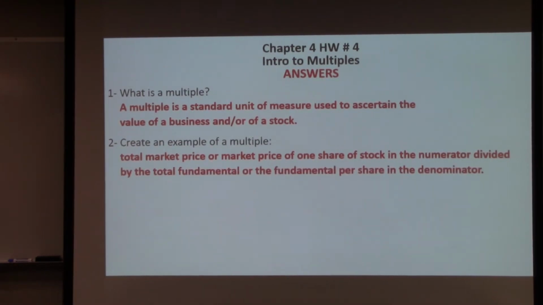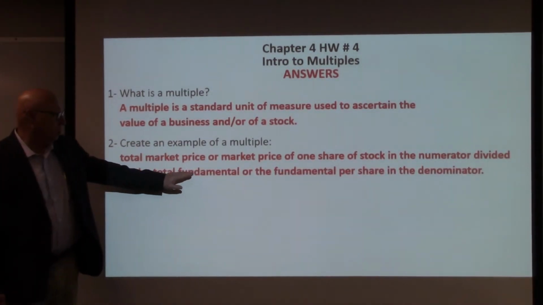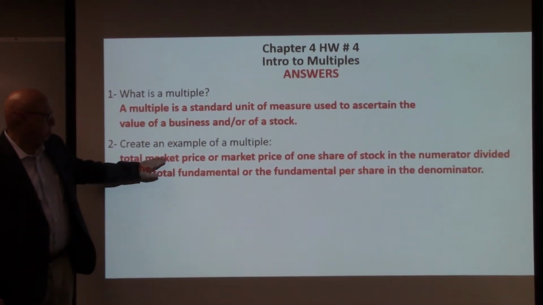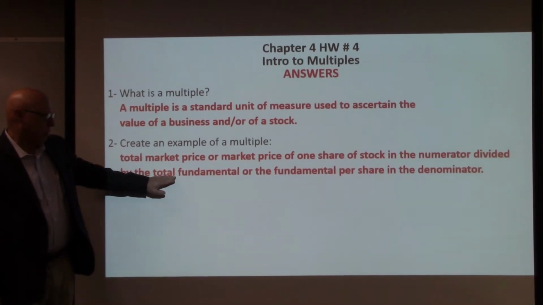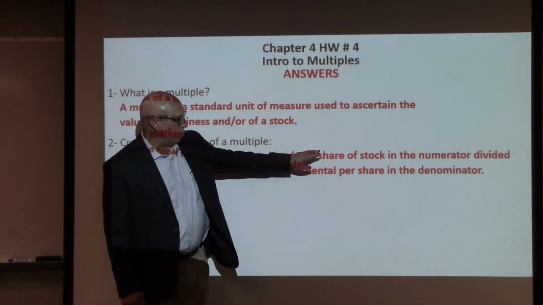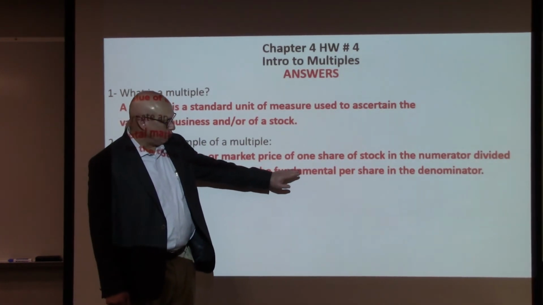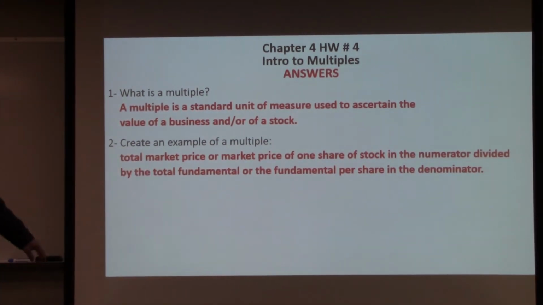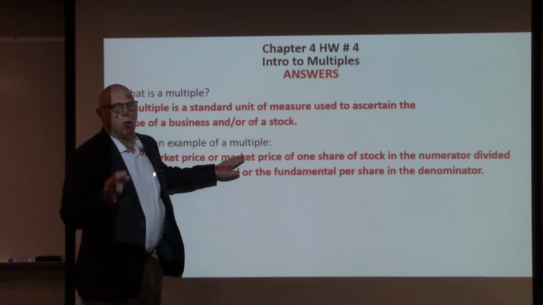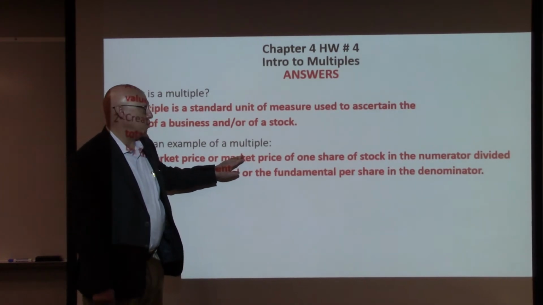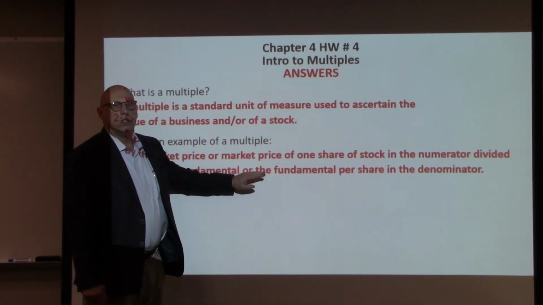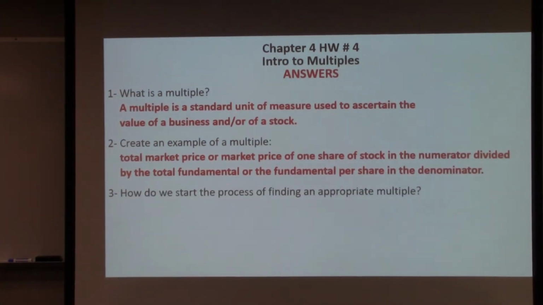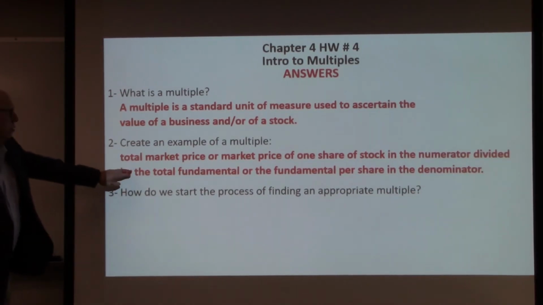And then we divide this by either the total fundamental, if we're talking about the total price of the business, or if we're talking about the price of one share of stock, we divide it by the fundamental per share. We put the fundamental in the denominator. So the market price is in the numerator, all multiples have market price in the numerator, and then they all have some type of fundamental in the denominator. And we've covered what fundamentals are.